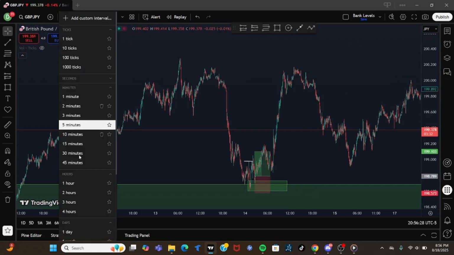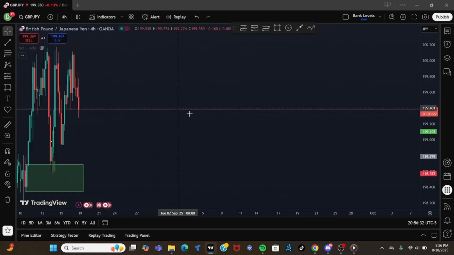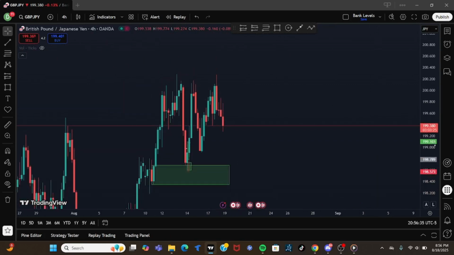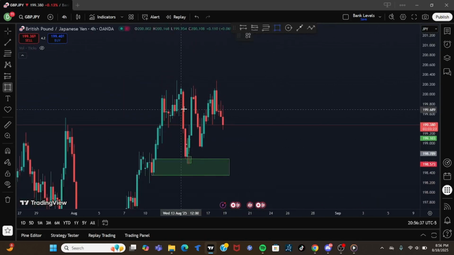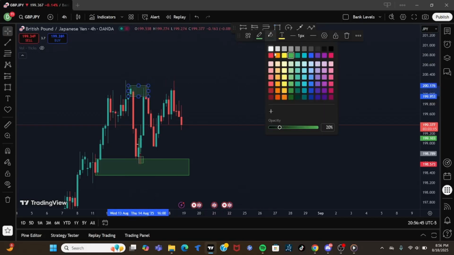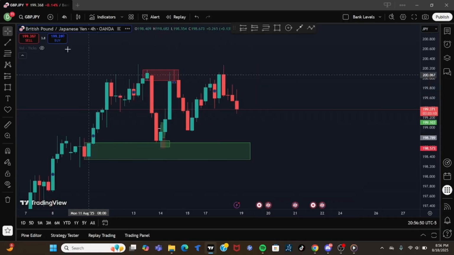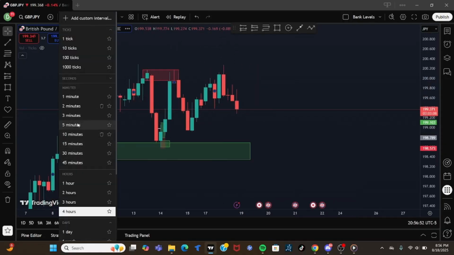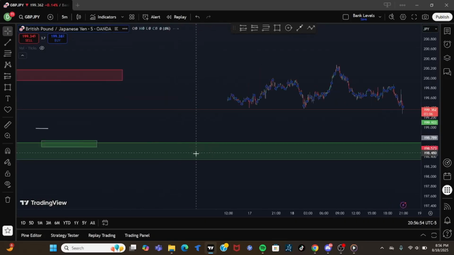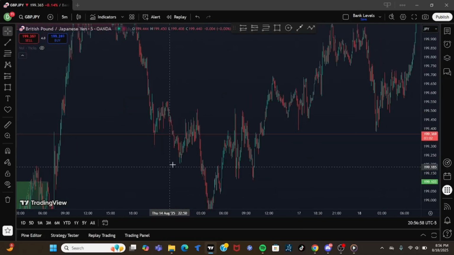I believe it was a 4 hour supply zone too. Look at that. Back to the 4 hour. Look at that gap. It doesn't get any better than this, man. Draw your supply zone. Look at that. Beautiful. Look how strong it is versus the 5-minute.